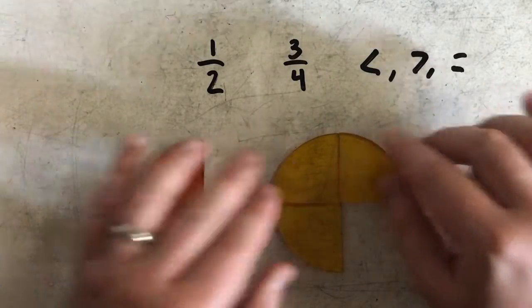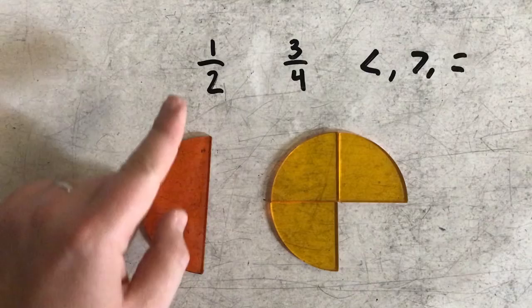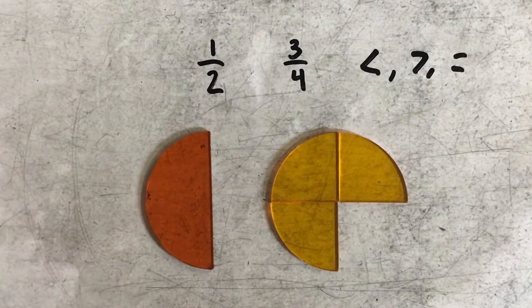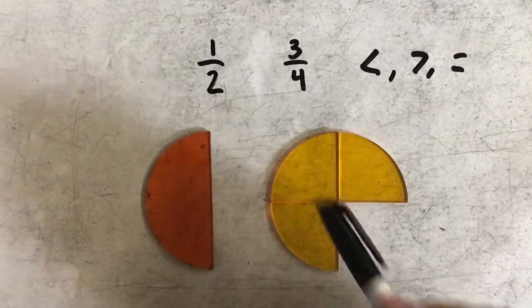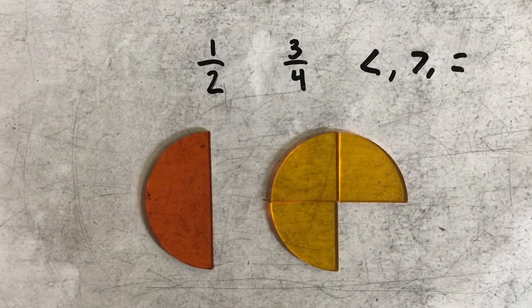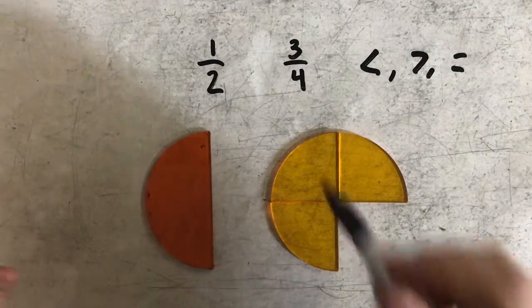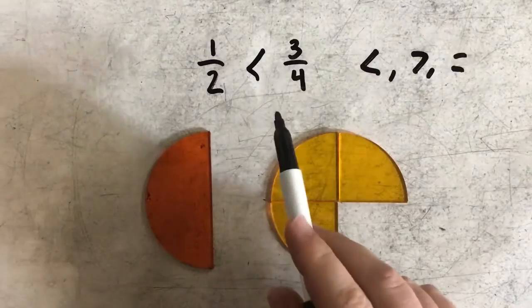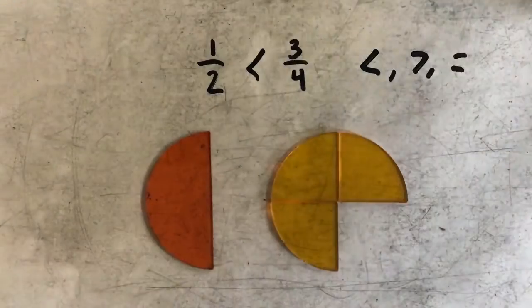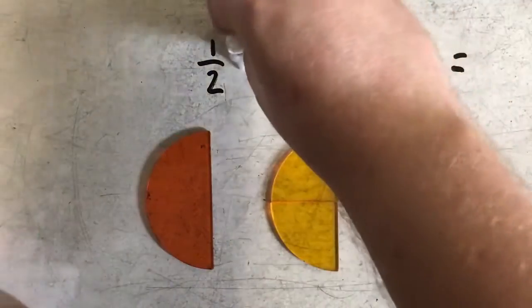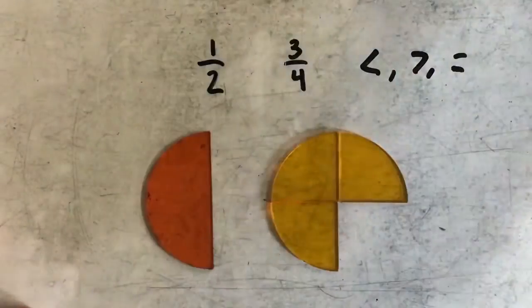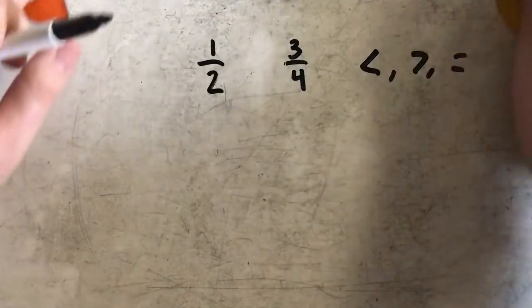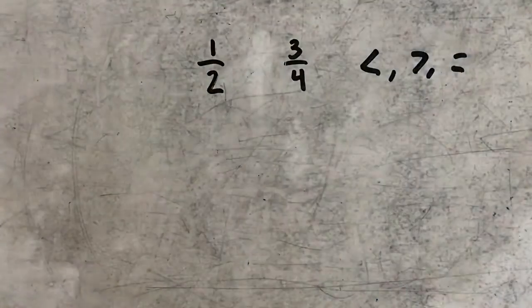In this case, here I have my one half piece model and my three fourths model. And I can clearly see that the 3/4 model is much larger than the 1/2 model. So I would know that 3/4 is greater than 1/2, or 1/2 is less than 3/4. However, models aren't always the best way to determine if a fraction is greater than or less than another fraction.